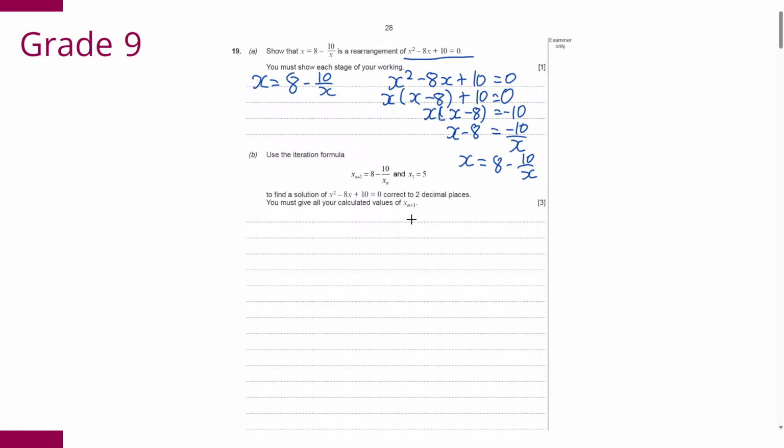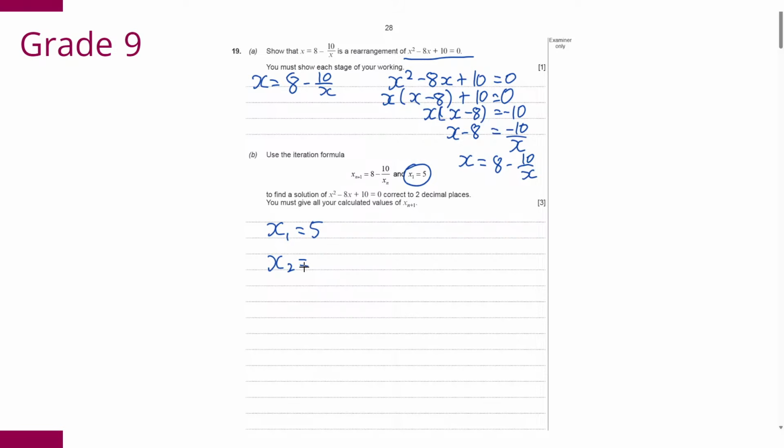So how are we going to do that? It normally gives us the first value, which it does here. It says using x1 equals 5. So it's given us our first value. Find the solution correct to 2 decimal places. You must give all calculated values of it. What you need to do is get your calculator out. You can do it now if you haven't done the iterative formula for a while. And you type in 5, which is the first value, and you press equals.